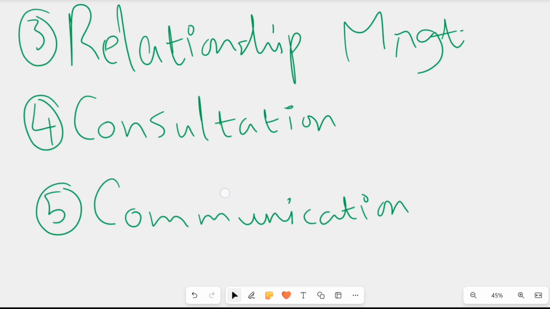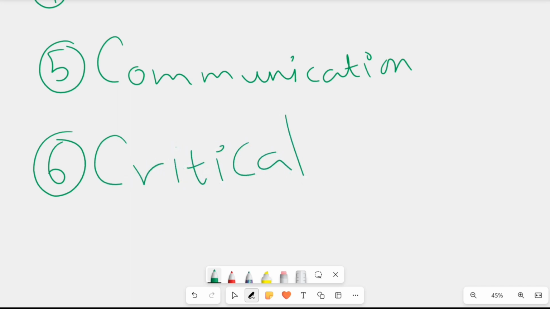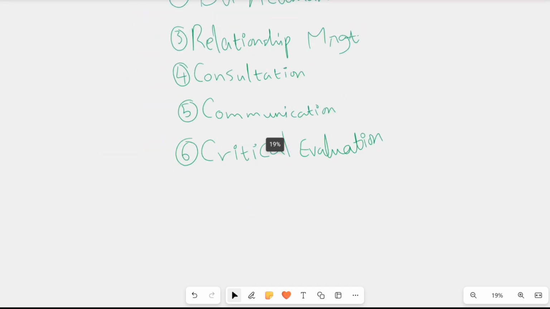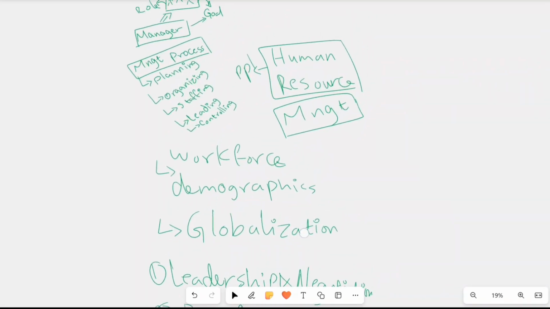So 6, critical evaluation. In other words, the ability to interpret information to make business decisions and recommendations. So to summarize the topic, I've defined what an organization is, and that the manager manages the organization, and the management process, and human resource management. I've also talked about how current trends have made human resource management more strategic and challenging, and what qualities need to be in the new human resource manager.